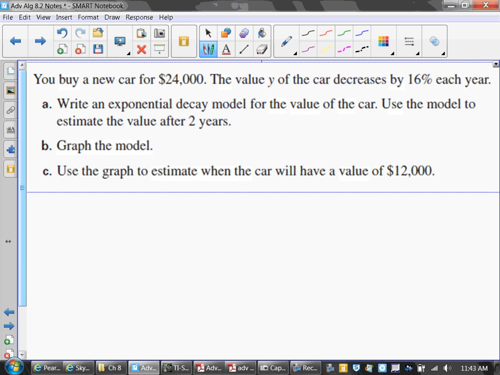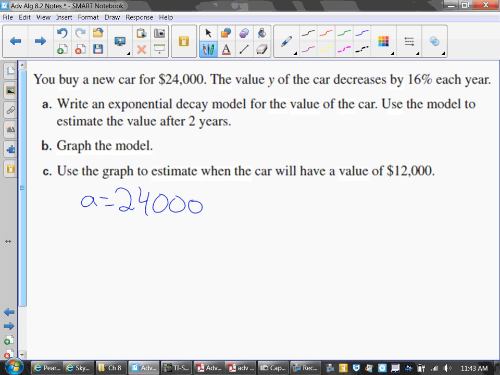Okay. So here's what happens. If you buy a new car for 24 grand, what's your initial amount? 24 grand. Your rate is 16%, so that's 0.16. When it says write the exponential decay model to estimate the car value after 2 years, your t is going to be 2. So what you wind up with is 24,000 times 1 minus 0.16 squared.